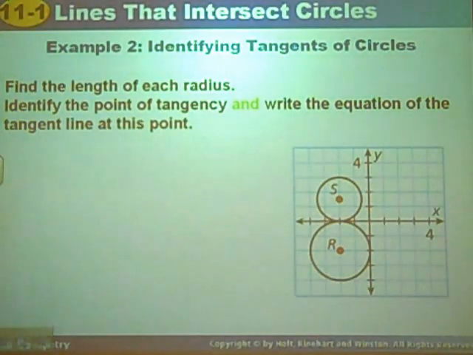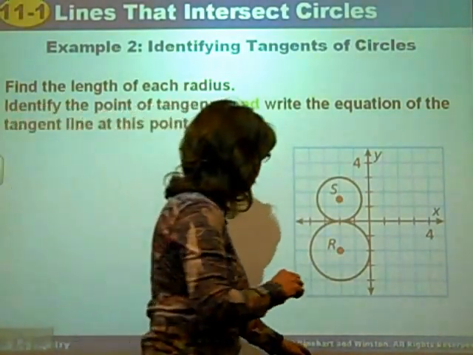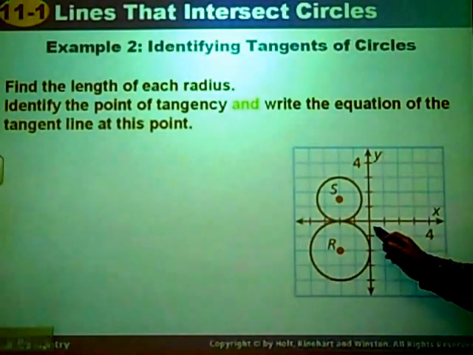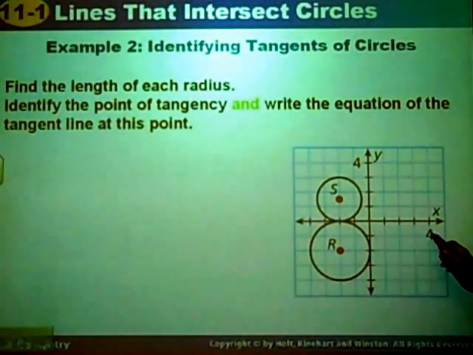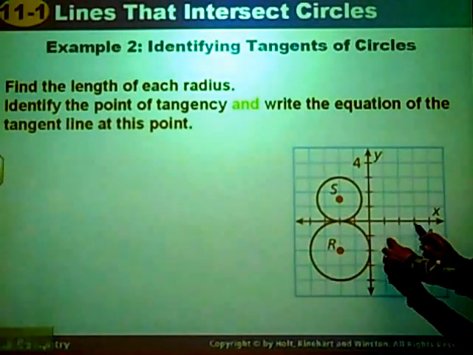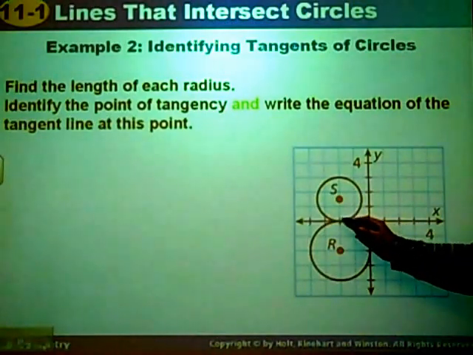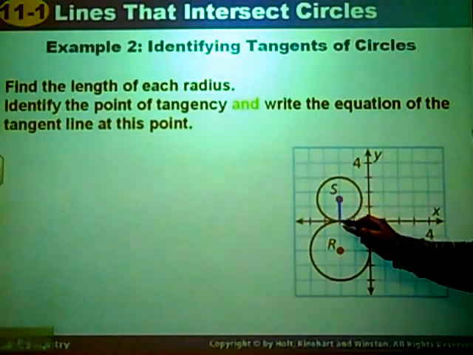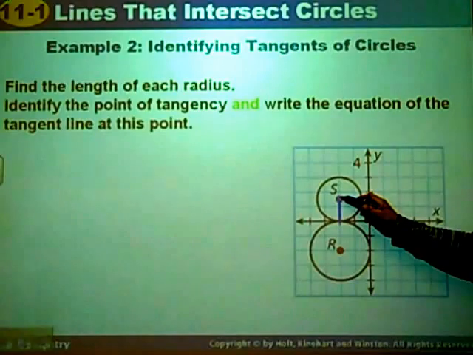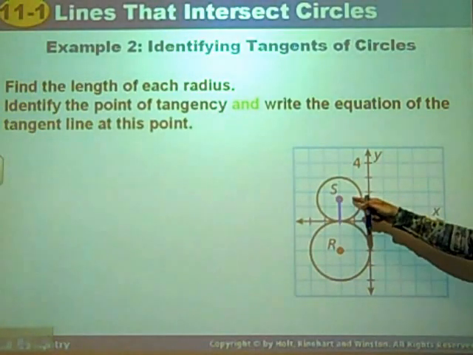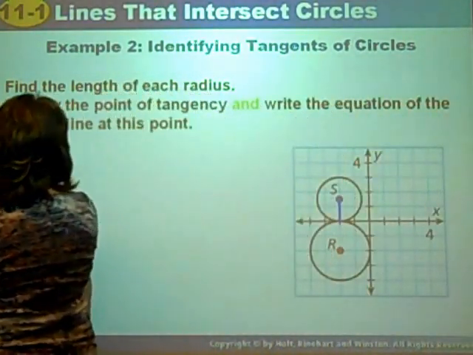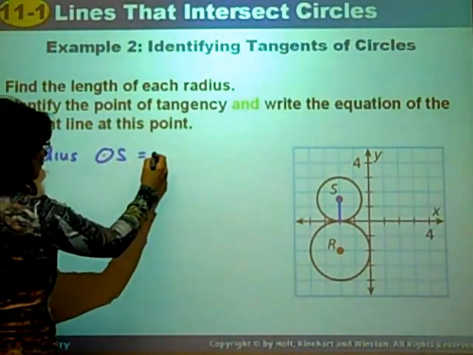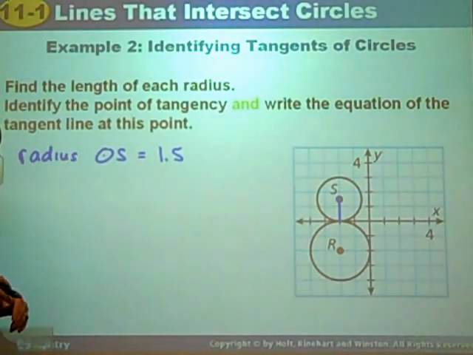There's two radii, so the first thing I'm going to do is come over here, and I'm going to say here's S, and we can consider each of these a length of 1, because this is 4, so you think 1, 2, 3, 4. So I know that if I went from here to here, I'd go 1.5 units up. So the radius for circle S equals 1.5 units.